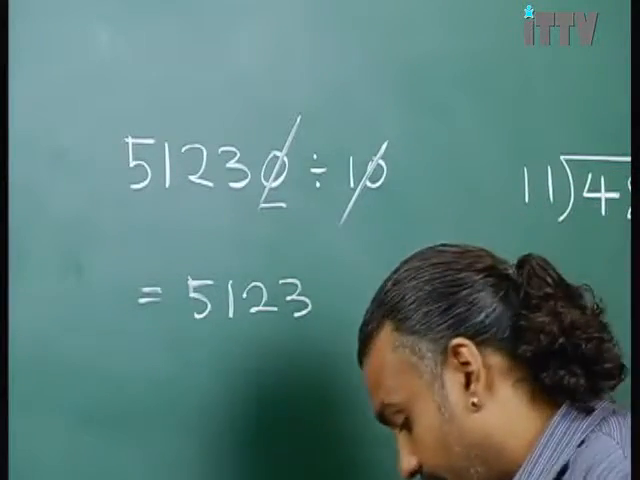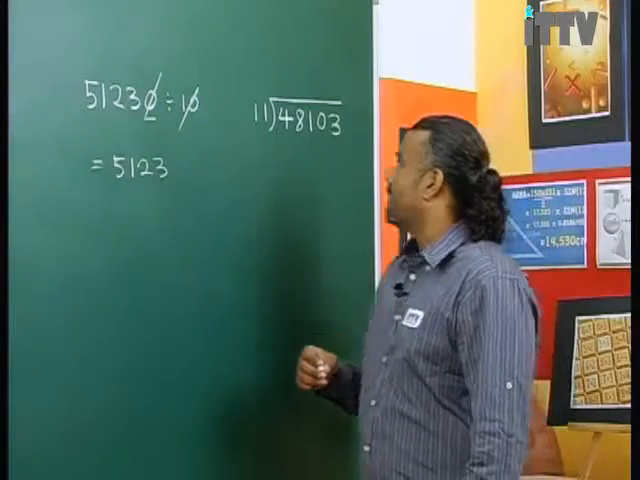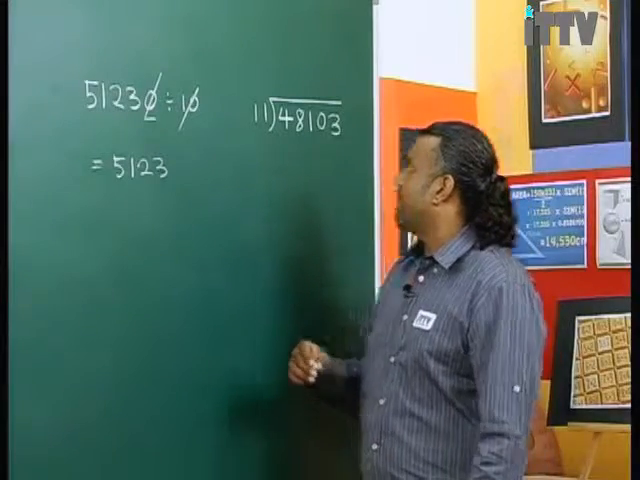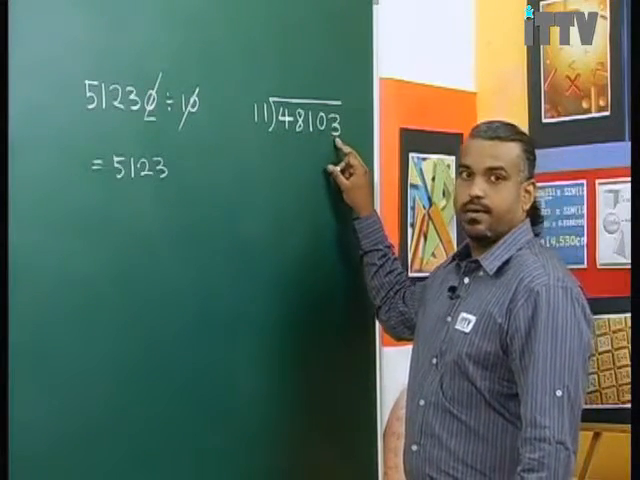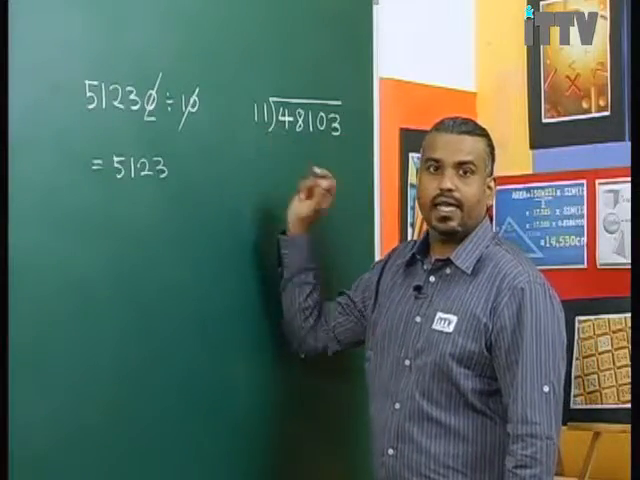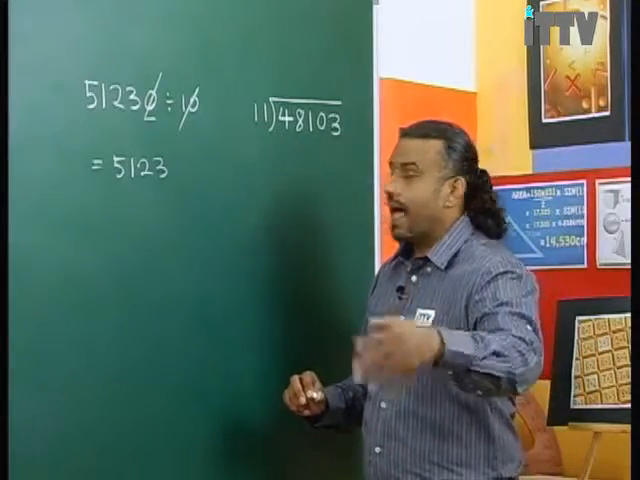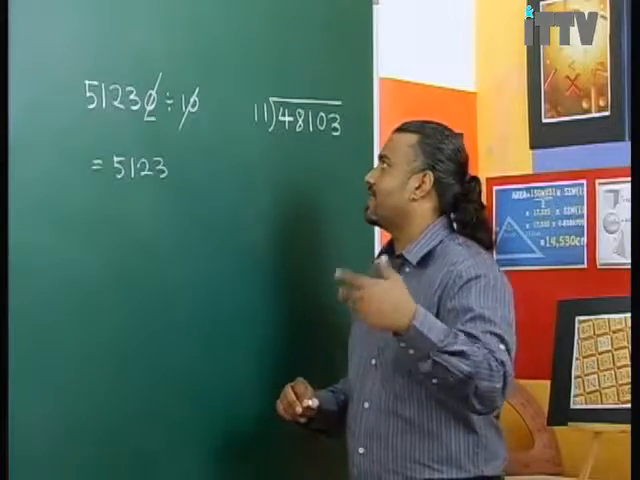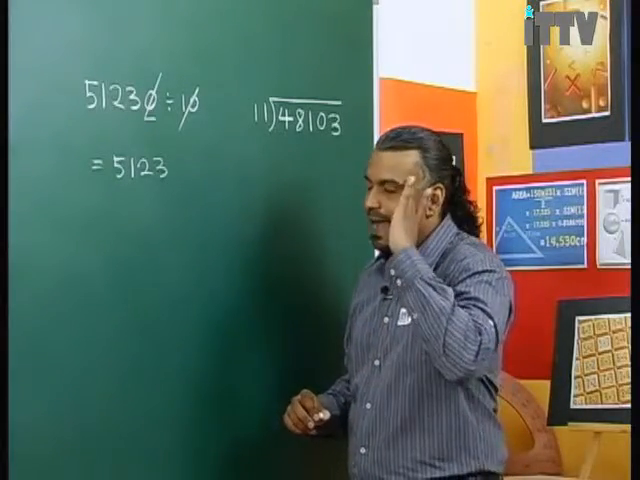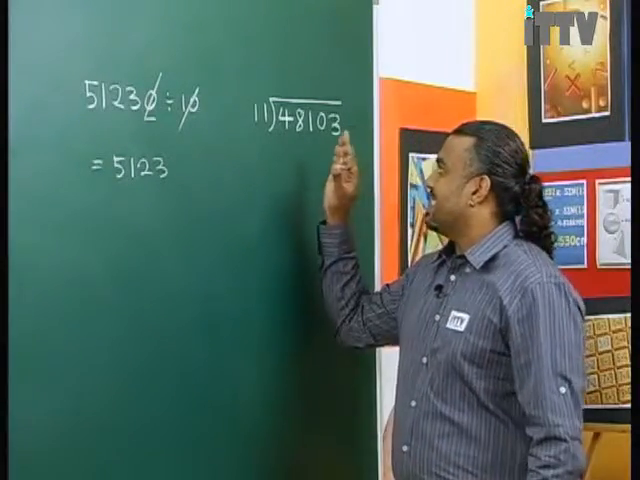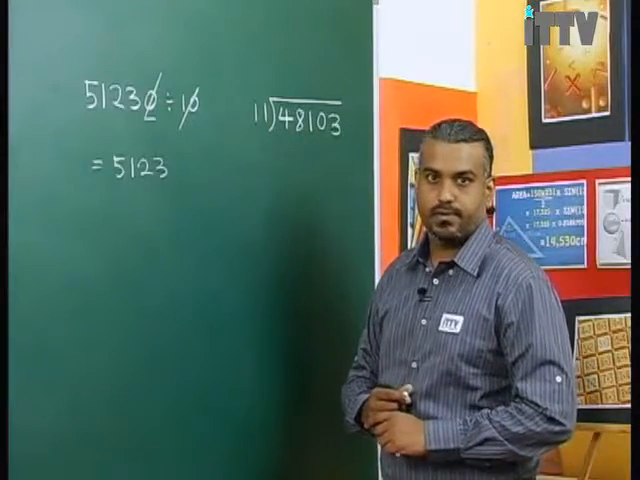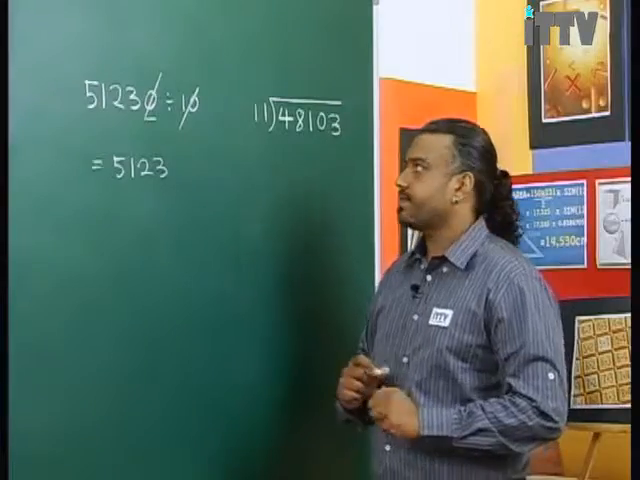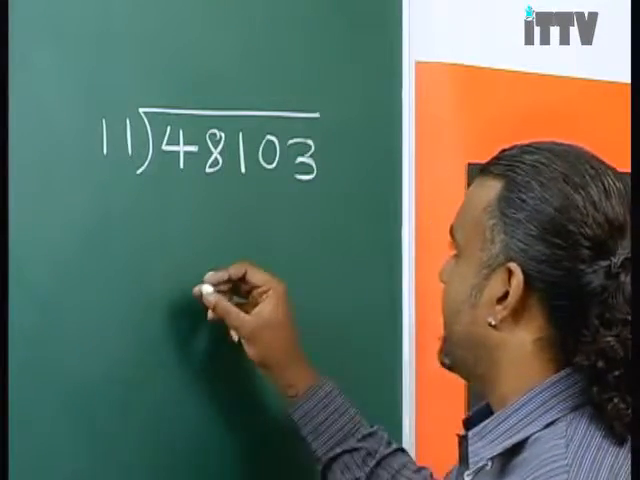Now, let's take a look at another example. Say suppose I give you the dividend 48103, divisor 11. Now, boys and girls, I want you to try it yourself now. Go ahead and try it yourself. Make a guess first. Is it divisible by 11 or not? Okay? Now, let's carry out the division.